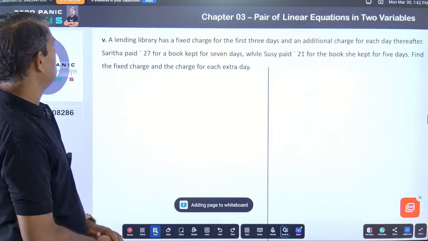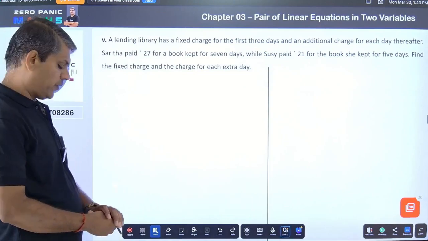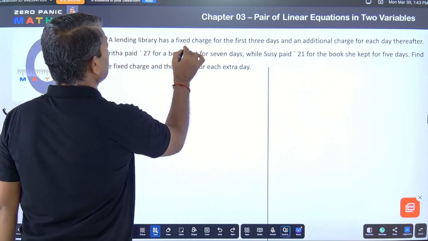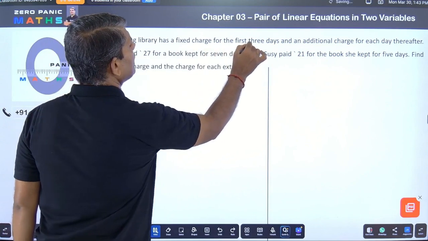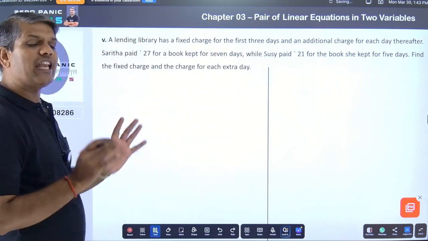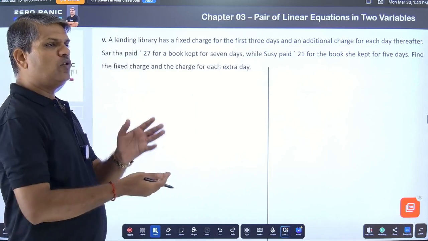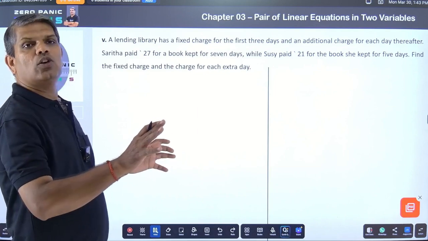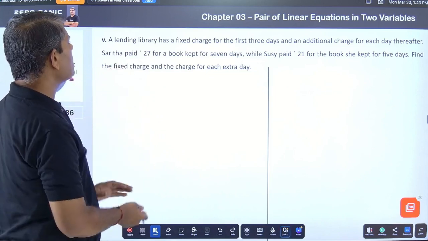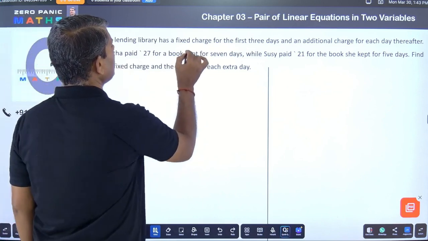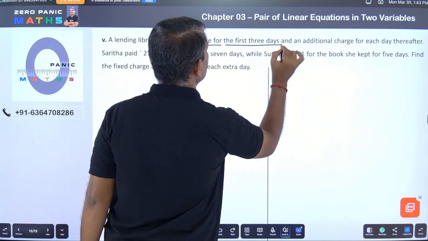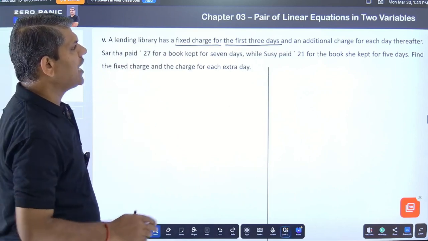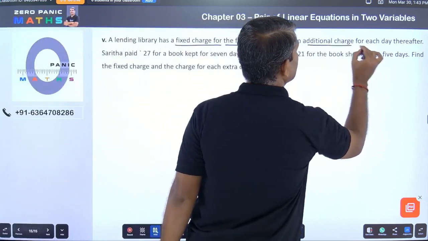Let us look at the next problem quickly. A lending library fixes a charge for the first 3 days. There is a library, and if you bring some books from the library, there is a rule for the payment. There is a fixed charge for the first 3 days, and an additional charge for each day.